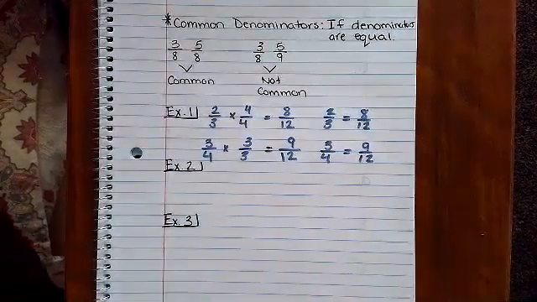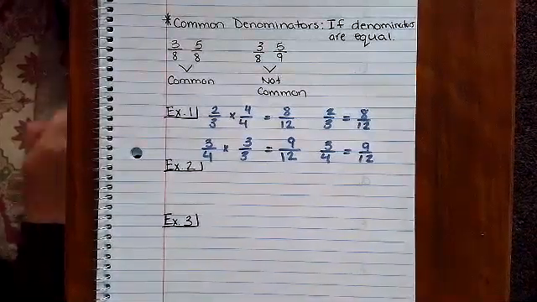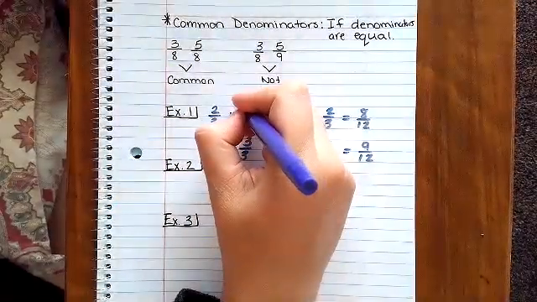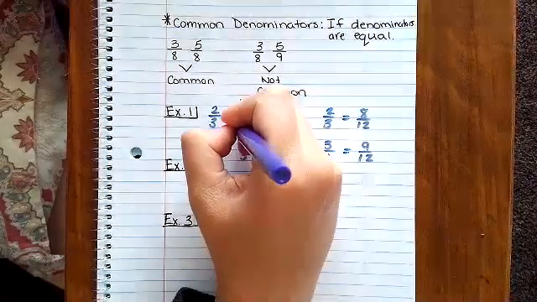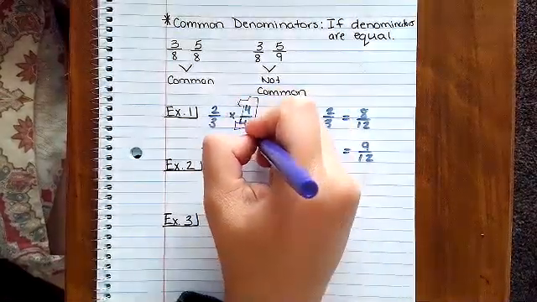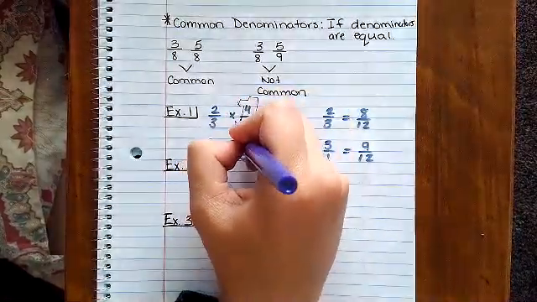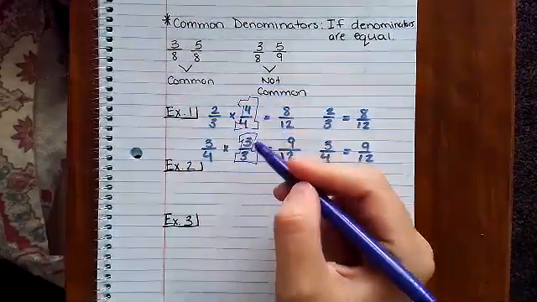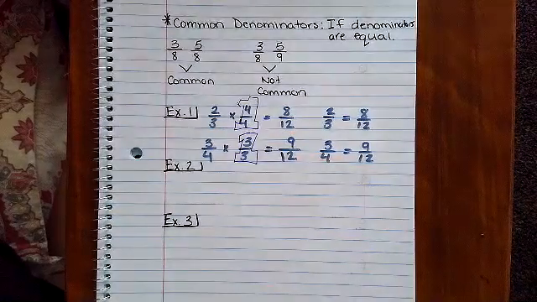Remember that every time we multiply a fraction, we have to multiply it by a fraction that is equivalent to 1. That's where this equivalent to 1 comes into play, when your numerator and your denominator are the same. All right, let's go to example number 2.